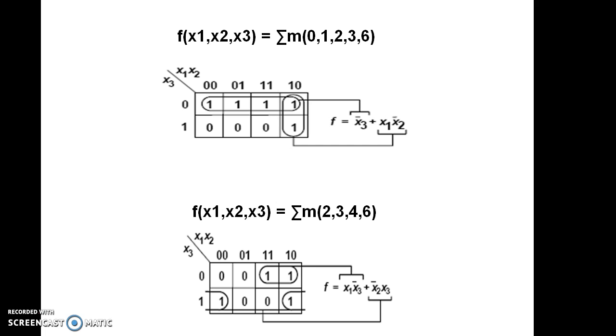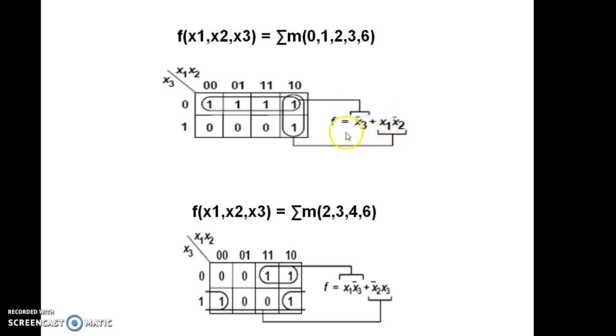Next one, 3 variable kmap. The variables are x1, x2, x3. Summation of minterms 0, 1, 2, 3, 6. So we mark the cells as 1 according to the minterms. Here the possible group is a quad. So we circle the first row as a quad. So we write the function as f equal to x3 bar only. The variable is x3, so we write the x3 complement term.